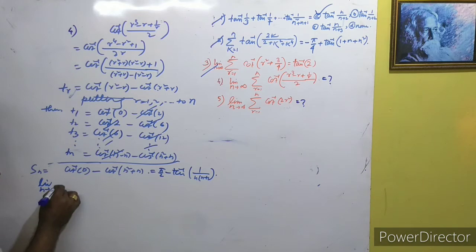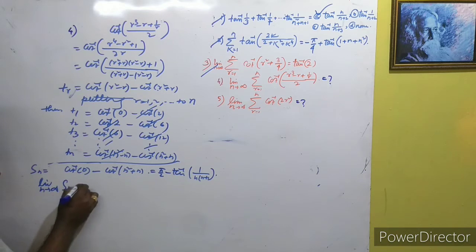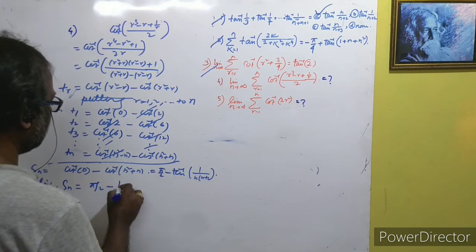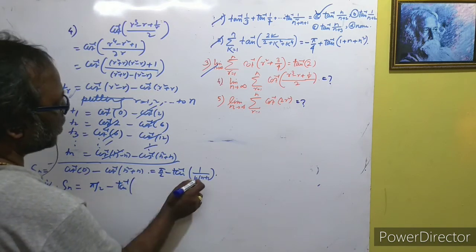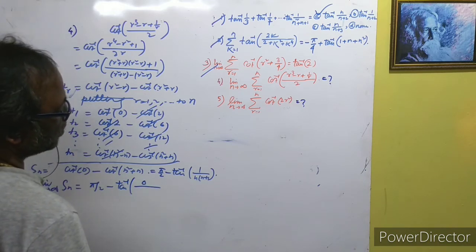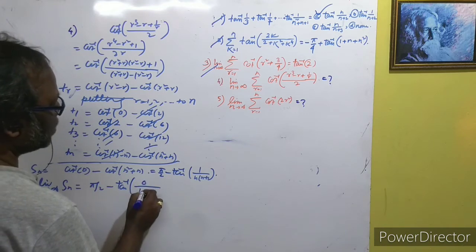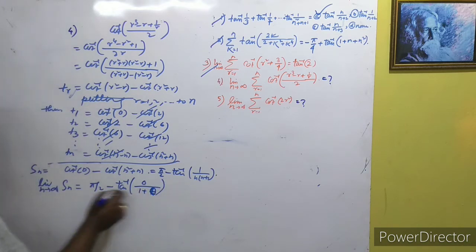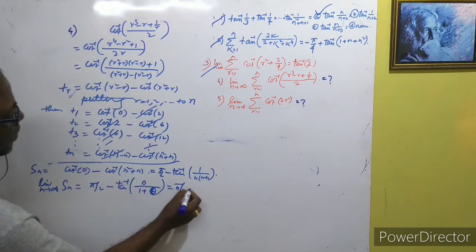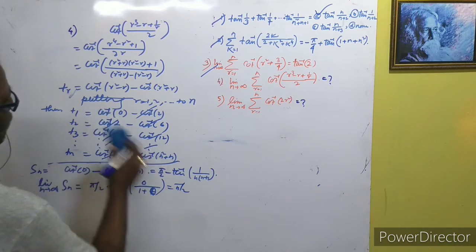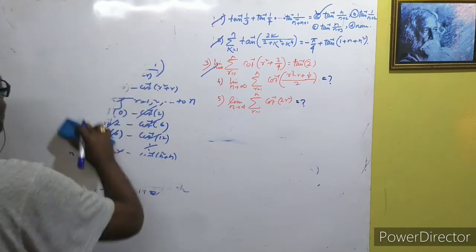Limit n tends to infinity of the sum Sn, so therefore we get pi by 2 minus tan inverse of 1 by 0 means infinity, 1 by infinity. Take common n square, so this is 0, 1 plus 1 by n, and this is 0 here, so this is equal to pi by 2. Now follow the second question, very important question, 4, 5 and others, see carefully.